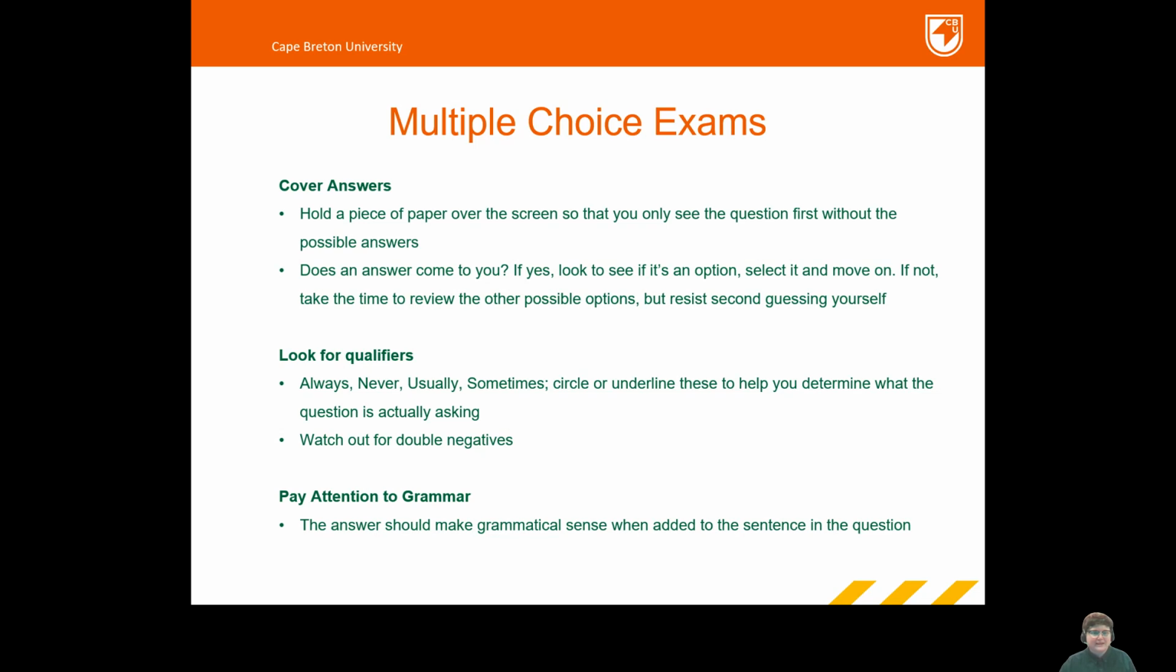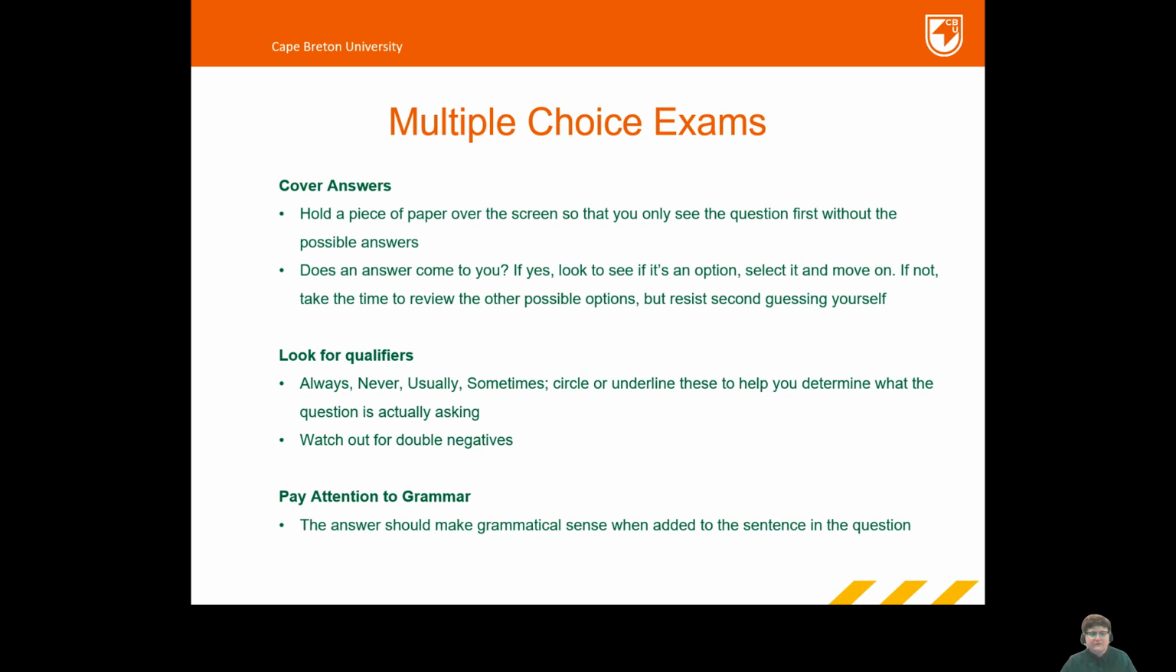So in our multiple choice exams, one of the things that we can do while we're getting ready or as we're reading over the questions is to hold a piece of paper over the screen so that you only see the question first without the possible answers. When you do that, I want you to think about, does the answer come to you? If yes, look to see if it's an option, select it, and then move on. If not, pause, take the time to review the other possible options, but really resist second guessing yourself. That can really mix us up when we're doing multiple choice exams.